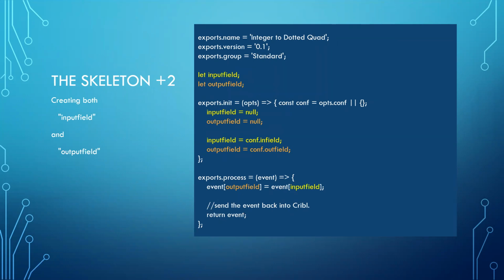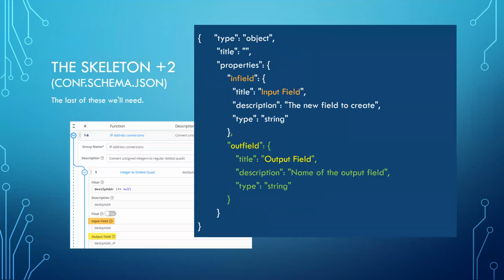By having the input and output field, we also need to add this to our conf.schema.json file. And as you can see, it's pretty straightforward. We just added in the new piece. And now just to prove it worked, we have a screenshot. Our input field and our output field both show up. And the descriptions are what shows up if you hover over the question mark.